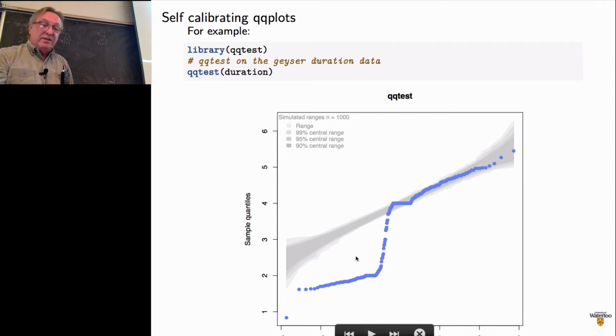So you immediately see that these blue points are far, far away from anything you would ever see just generated from a Gaussian. So it's kind of obvious that that's not Gaussian. Okay? Any questions?